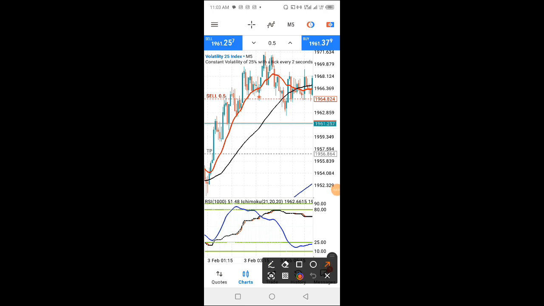Now, the settings are like this. Okay, let me just show you. Whenever this blue line, which is the MACD line, touches the level 80 or level 90 and crosses below it, then it crosses this other indicator, which is the Ichimoku.